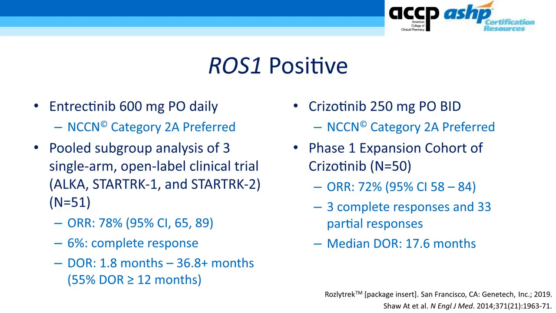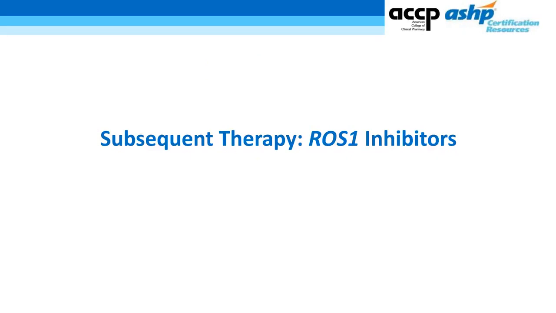Crizotinib, as we've talked about with ALK positive disease, also is an option for patients with ROS1 positive disease. And this was based on a phase 1 expansion cohort evaluating Crizotinib in 50 patients. As you'll note, a similar objective response rate of 72% compared to that of Entrectinib of 78%. 3 did respond with a complete response and 33 had partial responses. So we do have additional options for patients that have been identified as having ROS1 positive non-small cell lung cancer. So what options do we have at the time of progression with ROS1 inhibitors in the first line setting? We'll describe that here next.